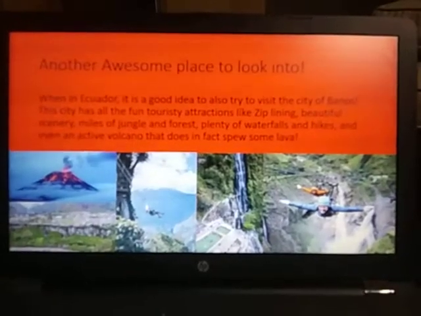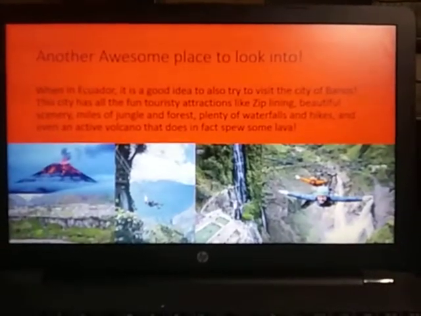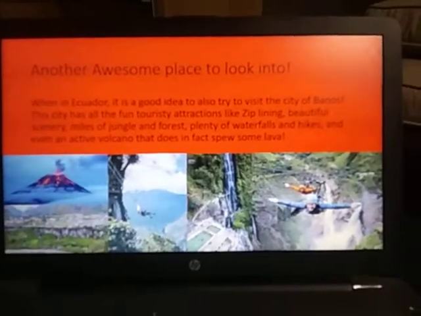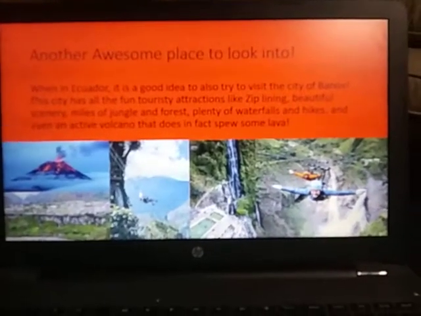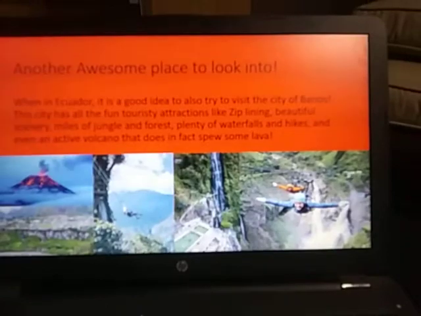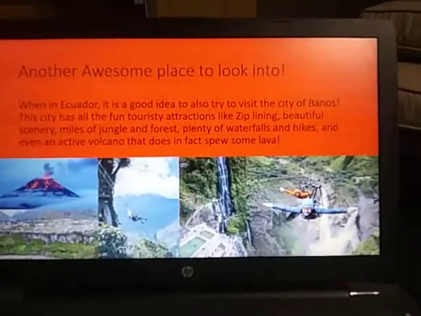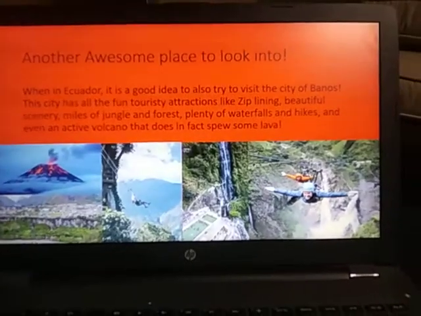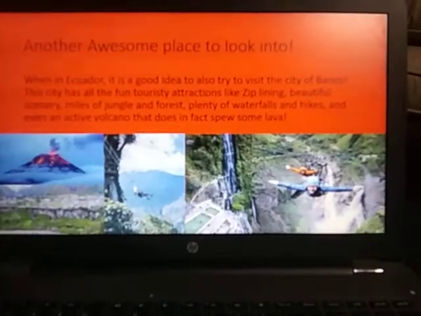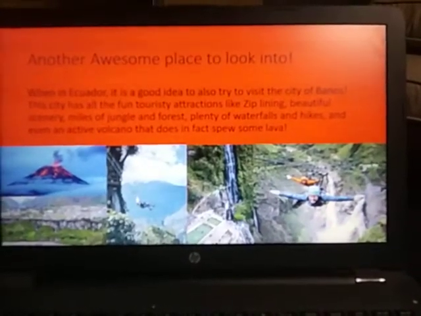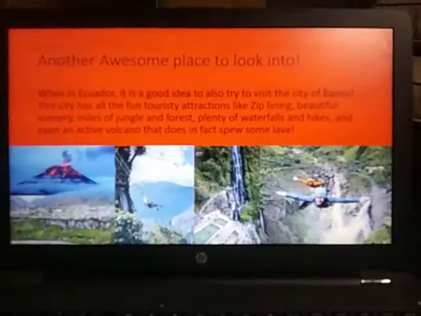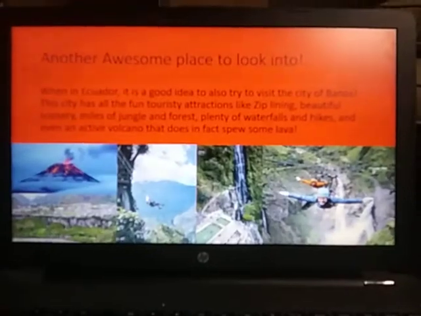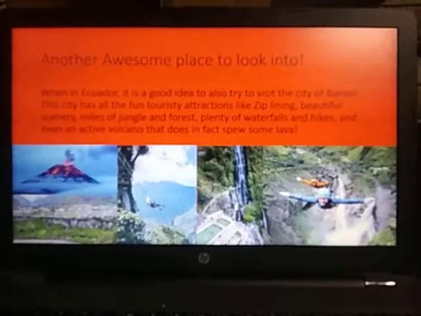Another awesome place to look into if you're going is the city of Banos. This place is more of a touristy attraction. They have attractions like ziplining, beautiful scenery, miles of jungle and forest, plenty of waterfalls and hikes, and even an active volcano that does in fact spew some lava for the locals that like to enjoy seeing it.